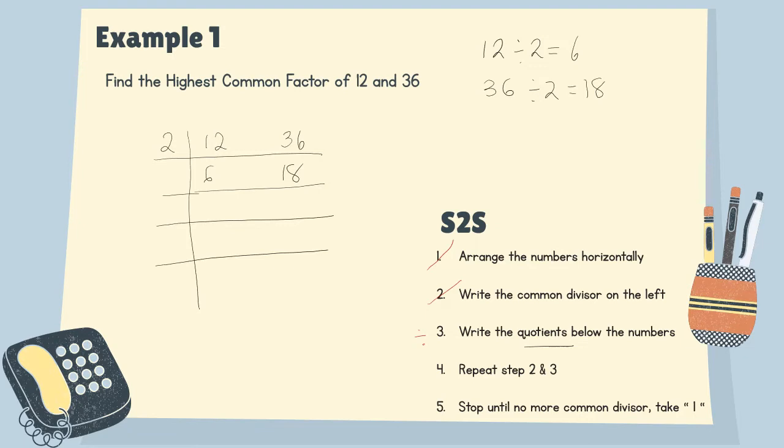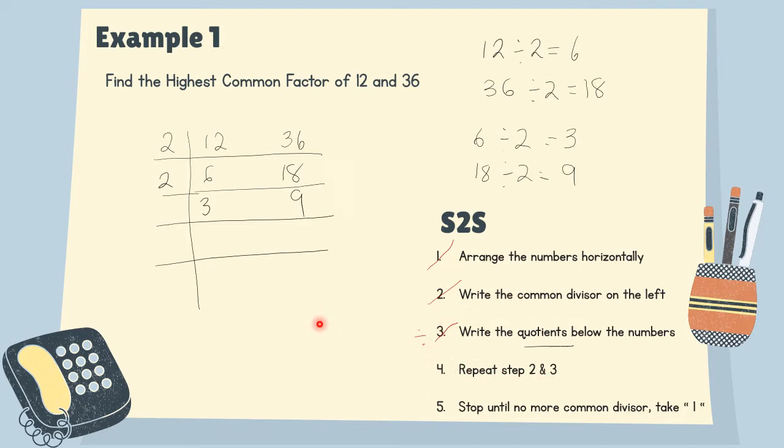Then step 3 is done. Now step 4, repeat step 2 and 3. Ask yourself, are these two numbers still even, 6 and 18? If they are still even, that means that you can still divide the numbers by 2. So 6 is an even number, 18 is an even number, so you can divide them by 2. Now 6 divided by 2 gives us 3. 18 divided by 2 gives us 9. So we have 3 and 9. So that is step 3.